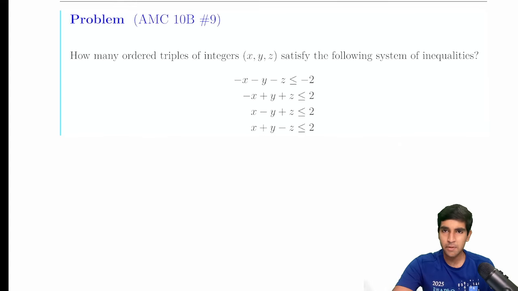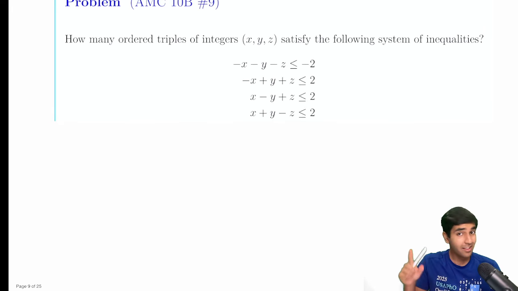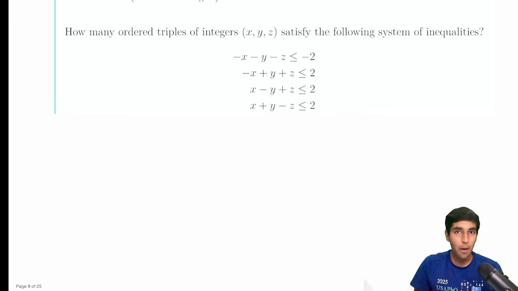Number 9 on the AMC 10B? Number 9. But yet this problem is still really tricky, but it still has a really nice solution. How many ordered triplets of integers x, y, and z satisfy all of these inequalities?